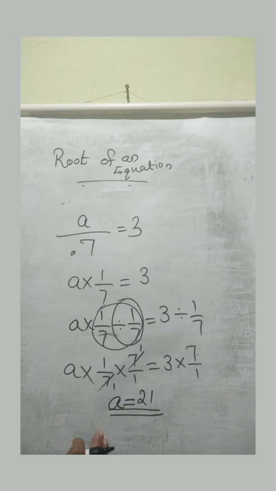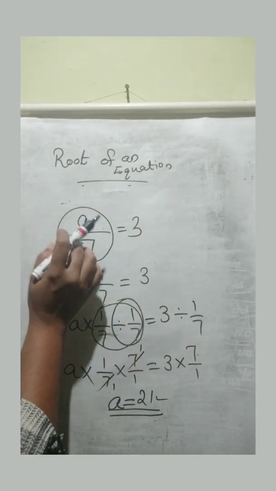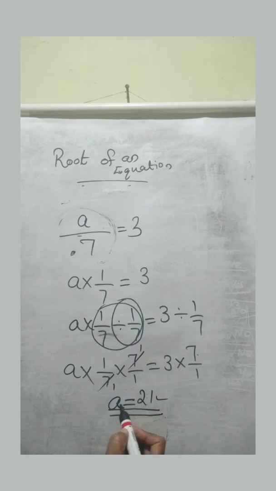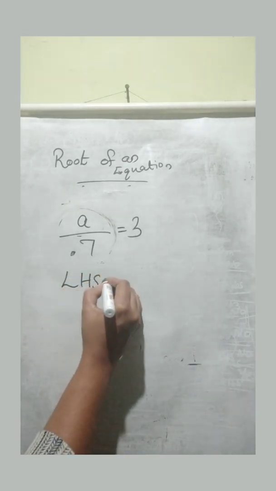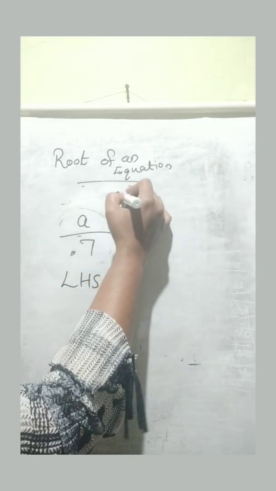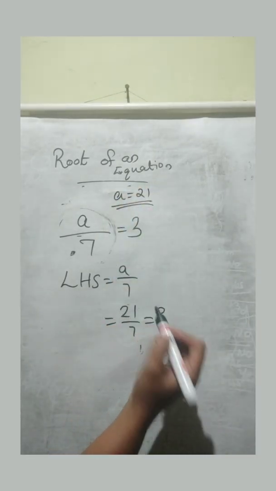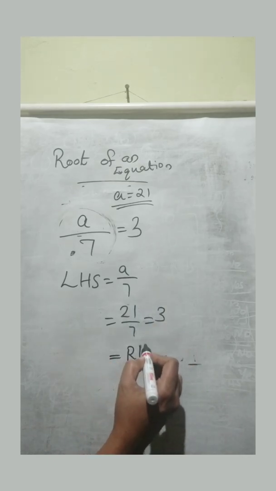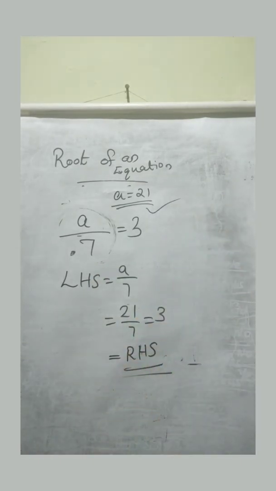Now we can check whether this root is correct or wrong. How can we check? Now this is the LHS part. A is in the LHS, so we can apply the value of a in the LHS. Here LHS is equal to a by 7. We got a is equal to 21. So 21 by 7 is equal to 3 itself. 21 divided by 7 is equal to 3. That is equal to the RHS. Clear for you? Now this value is correct.